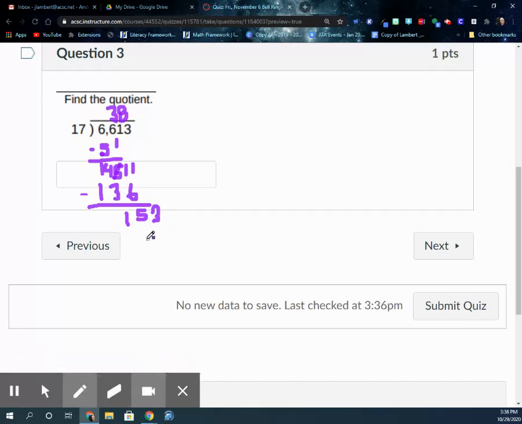All right, so now we have 153. We're going to take that and figure out how many times this can go in. Now, the last one was 136. Let's try one more time. Let's try 9 times this time. 9 times 7 would be 63.